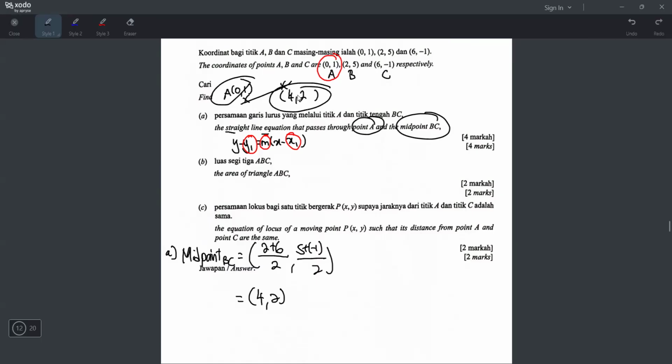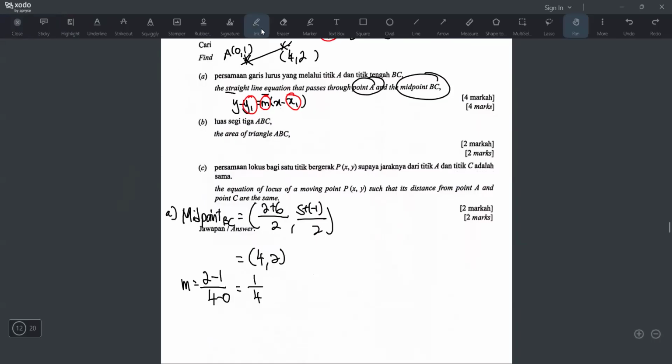And when you have two coordinates, can you find the gradient? Yeah, you can find the gradient now, right? Because they said that this straight line passes through point A and the midpoint of BC. That means when you have two coordinates on the line, you can find the gradient of the line, right? Because that's how you find gradient. You take any 2 points on the line and then you take y minus y over x minus x. So y minus y, 2 minus 1 over 4 minus 0. This is how you find gradient. Okay, you end up with 1 over 4.